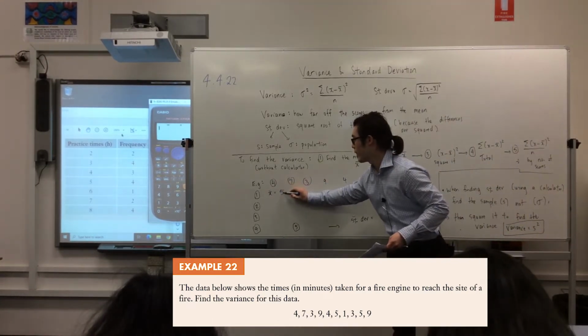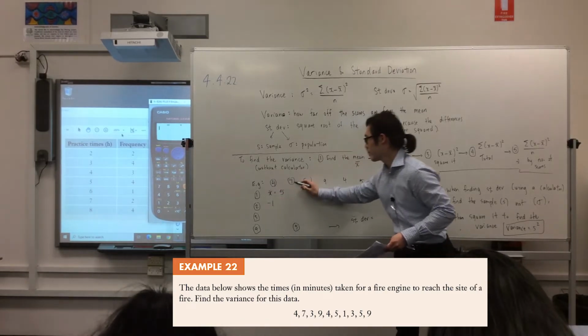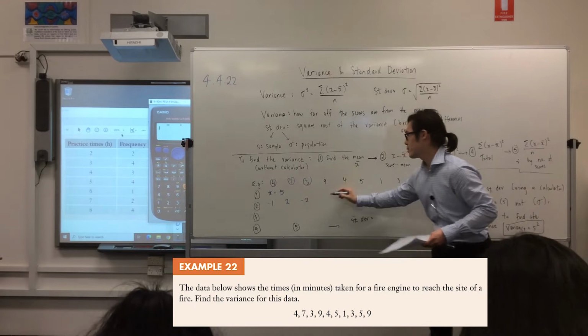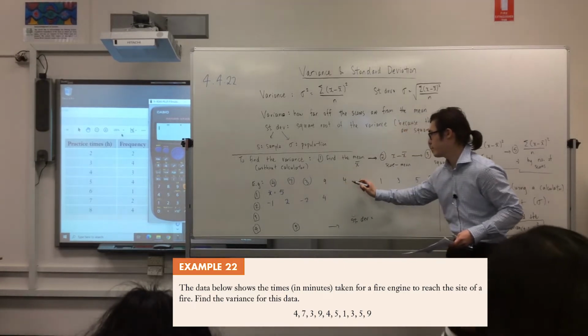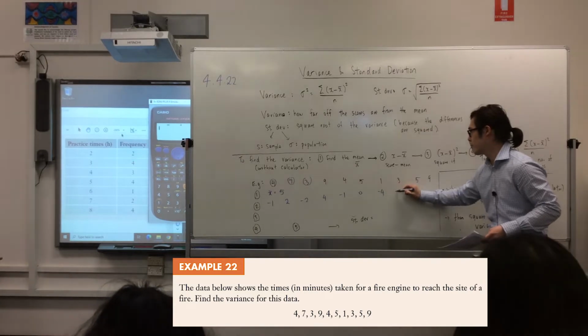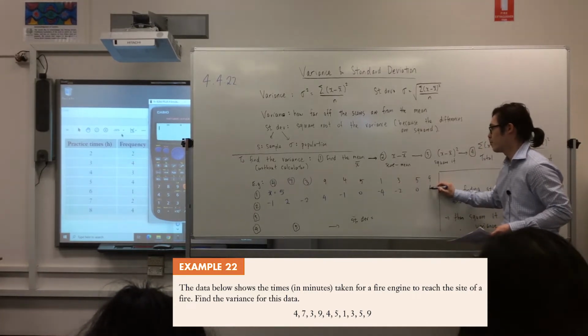So the score in this case is 4. So 4 take away 5 is -1. 7 take away 5 is 2. 3 take away 5 is -2, and so on. All right? So I'm just going to list them out. That's 0. 1 take away 5 is -4, -2, 0, and 4.